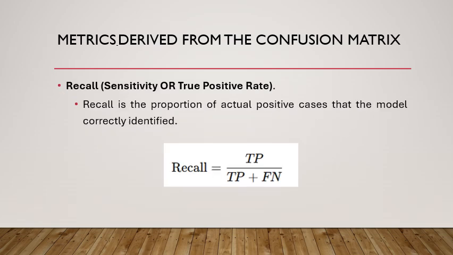We have our recall. Recall is also known as sensitivity or true positive rate. Recall is the proportion of actual positive cases, so we have here the actual positive cases that the model correctly identified. So the formula used for recall, or the true positive rate, is the true positive divided by the sum of the true positive plus the false negative.